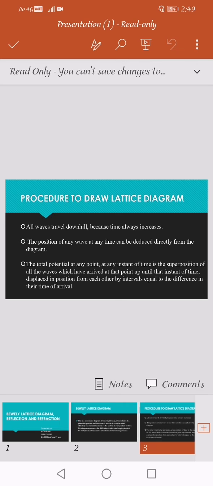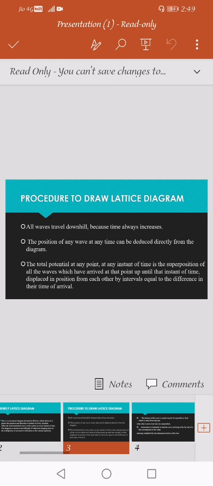Procedure to draw lattice diagram. All waves travel downhill because time always increases. The position of any wave at any time can be deduced directly from the diagram. The total potential at any point at any instant of time is the superposition of the waves which have arrived at that point up till that instant of time, displaced in position from each other by intervals equal to the differences in their time of arrival.